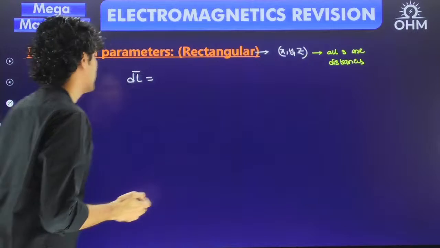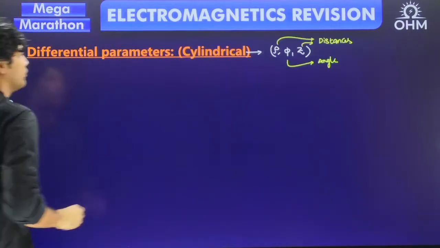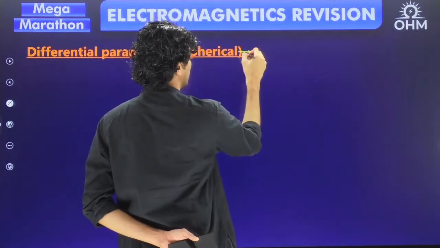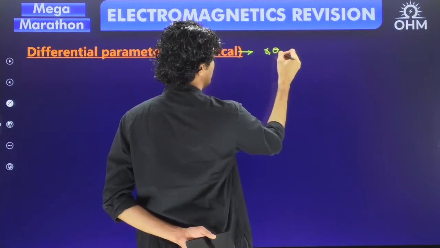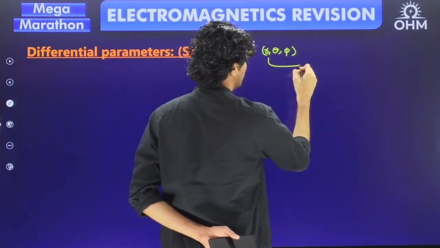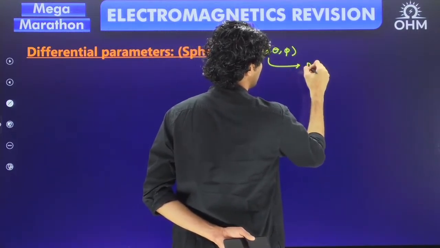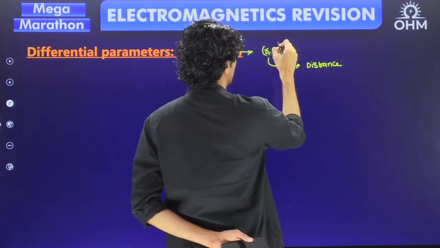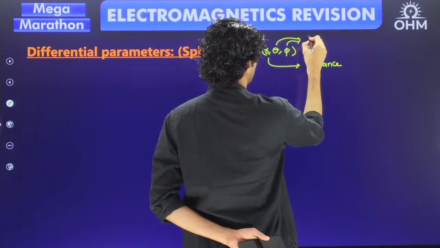Okay. And next, in case of spherical coordinate system, what are the variables? The variables are r, theta as well as phi. So here only r is nothing but a distance parameter, whereas theta and phi basically are angles.